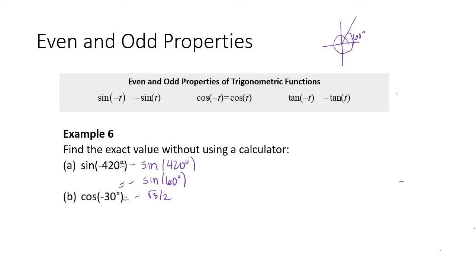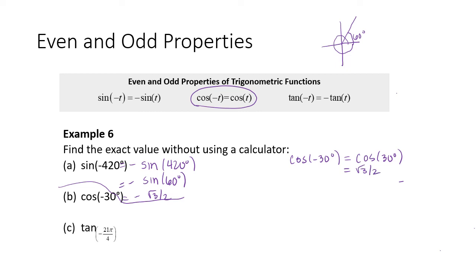Cosine of negative 30. So because we know that cosine is an even function, I can just get rid of that negative. And this is going to be equal to the cosine of 30, which again, I have that handy dandy chart to look at. And the cosine of 30 degrees is root 3 over 2.